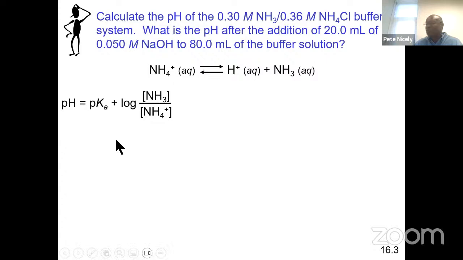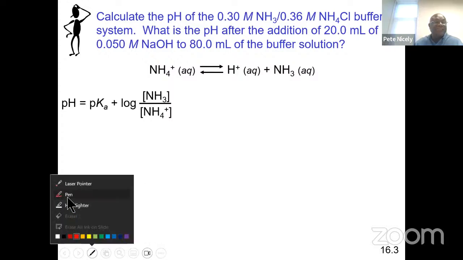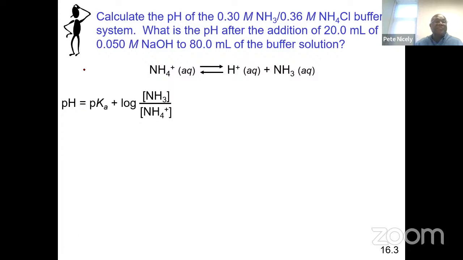You need to find out what the pKa is, and that can be a bit of a challenge because pKa's are not given for the ammonium ion. But there's one thing you need to remember, and let me write this down here: pKa for a weak acid plus pKb for the conjugate base is equal to 14.00.